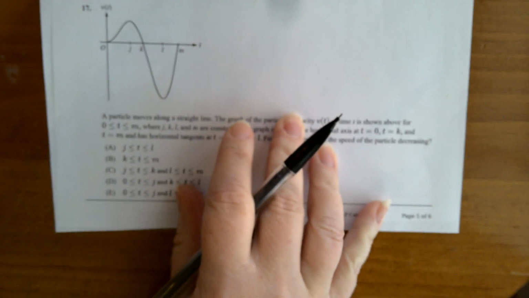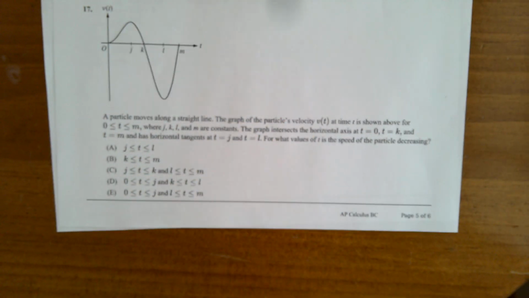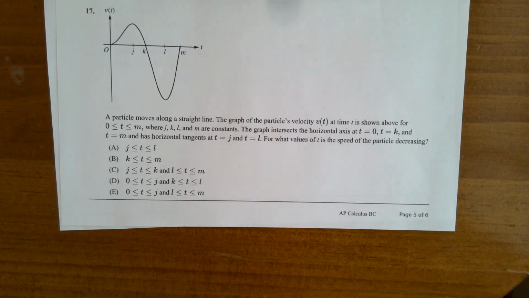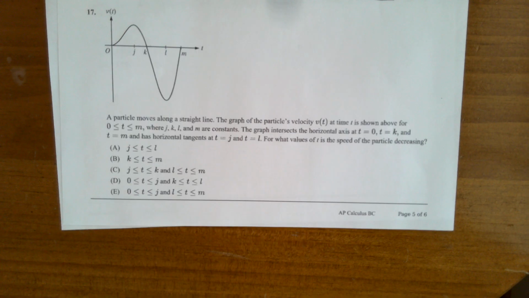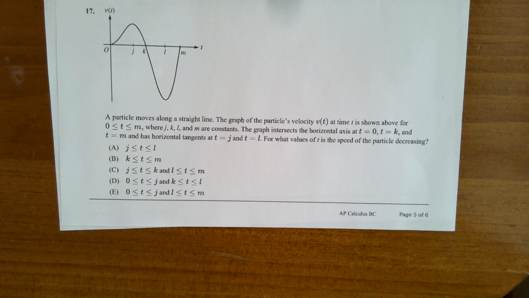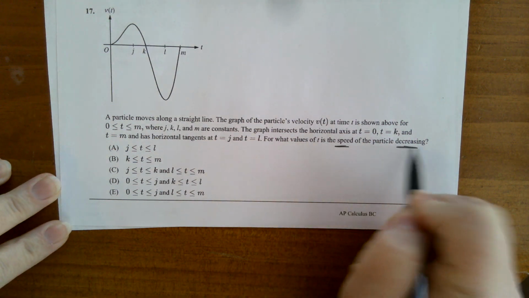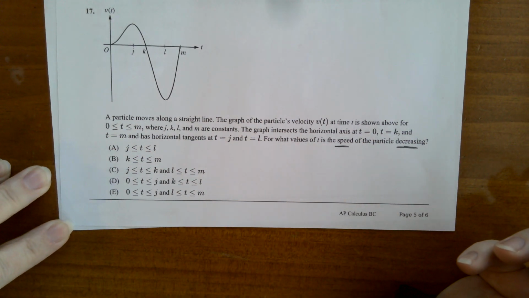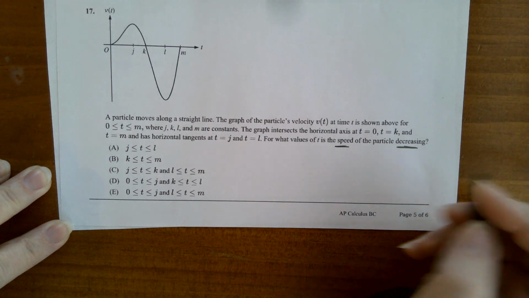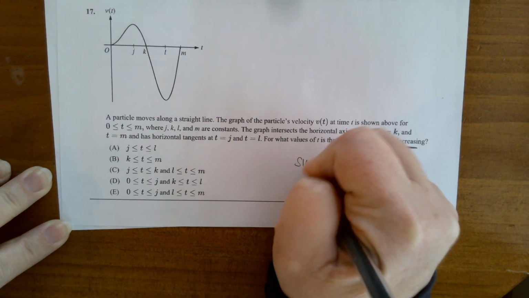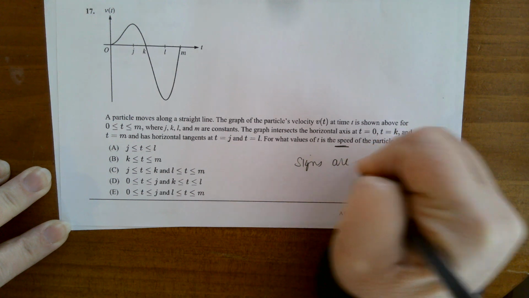Number 17 says, let's get that back in focus, there we go. A particle moves along a straight line. The graph of the particle's velocity at time t is shown. So we're looking at the derivative graph. And then it tells us a whole bunch of information about J, K, L, and M. But they want to know where the speed of the particle is decreasing. So basically where this thing is slowing down. So you're looking for signs that are different.